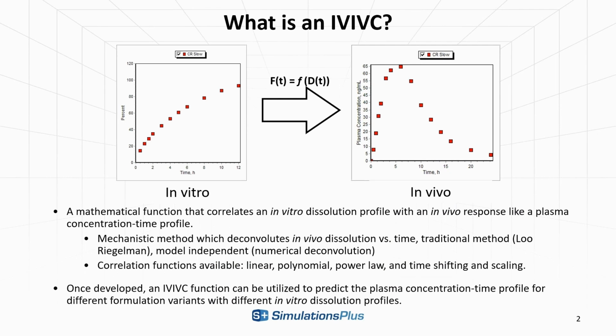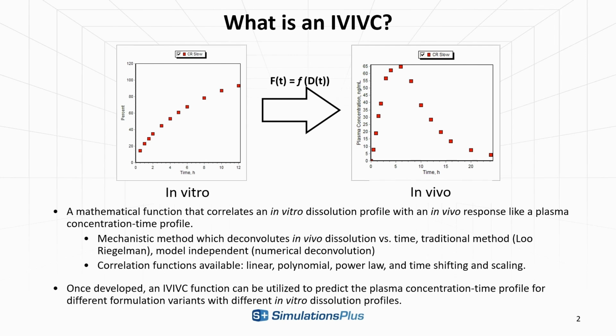What is an IVIVC? It's a mathematical function that correlates an in vitro dissolution profile with an in vivo response, like plasma concentration time profile. In GastroPlus, you can use the mechanistic methods which deconvolute the in vivo dissolution versus time. You can use a traditional method like Loo-Riegelman, which deconvolutes the in vivo bioavailability versus time, or you can use a model-independent method like numerical deconvolution.